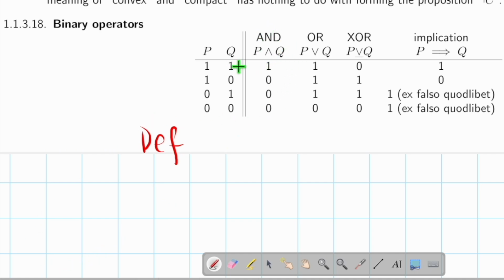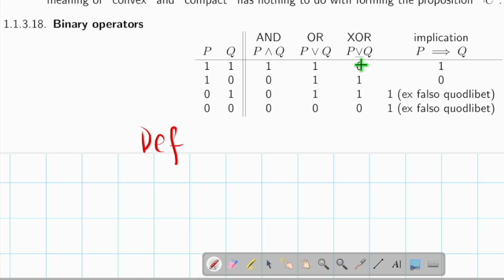Let's look at AND. If P is true, that means there's a 1 here, and if Q is true, then we say P and Q is true. If any one of them has a 0, including both of them having a 0, then P and Q is false. Or it's the opposite for OR. If any one of them is true, that means P is true, right? So it's true. Oh, P is not true, but Q is true, so true. So P or Q is false only if both of them are false.